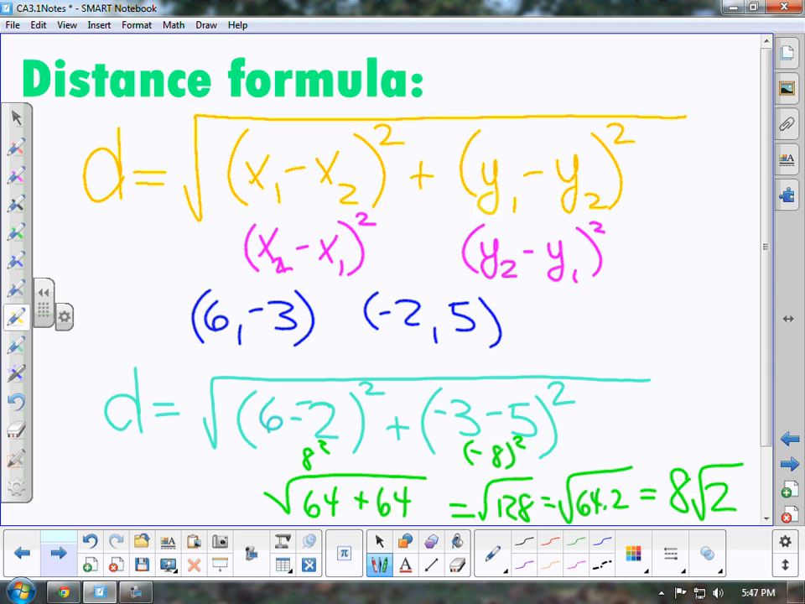And once again, like I said before, if you put -2 minus 6 here, then you would get a -8. Square it, you'd still get 64. And for the y values, it's a positive 5. You would have 5 minus a -3 squared, which is 8 squared, and still 64. So it doesn't matter which way you put those into the formula. And those are the different things that you're going to be doing for today's assignment in section 3.1.